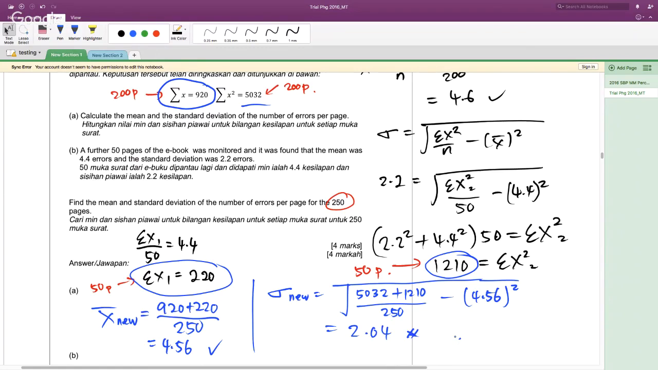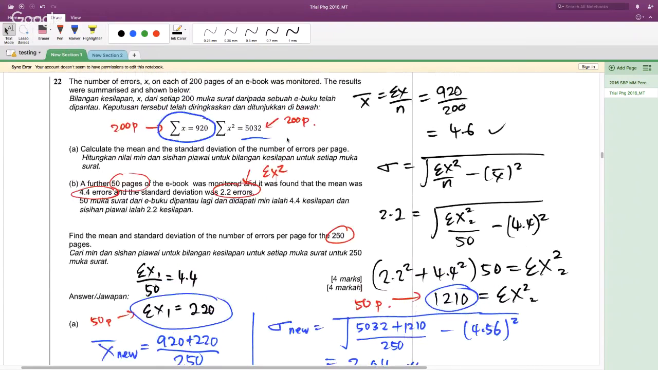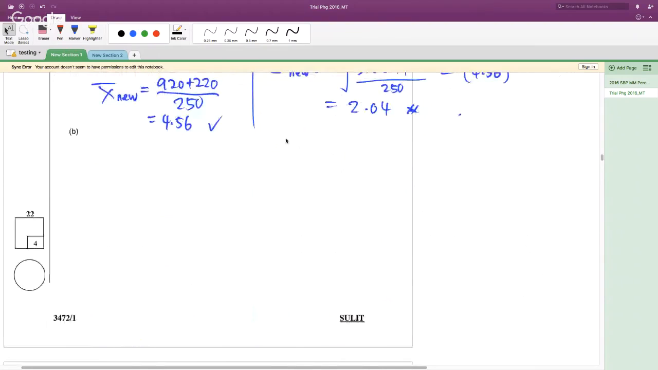And of course you need to get the idea why they suddenly give you the mean and the standard deviation. They actually want you to find how much the sum of x for the 50 pages is, and then the standard deviation helps you find how much the sum of x squared for the 50 pages is. All right, this is the idea. You might still feel very confusing, but this is how you do it.